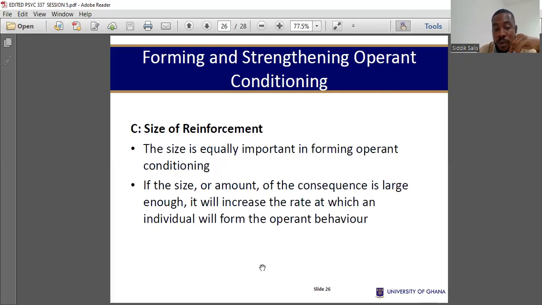Size of reinforcement, very important. Some people go and win a national maths quiz and then you give them a crate of eggs. But someone won some irrelevant stuff and then you give the person thousands of dollars. So you have to look at what the person has gained and then you look at the size of the reward. It's very important.